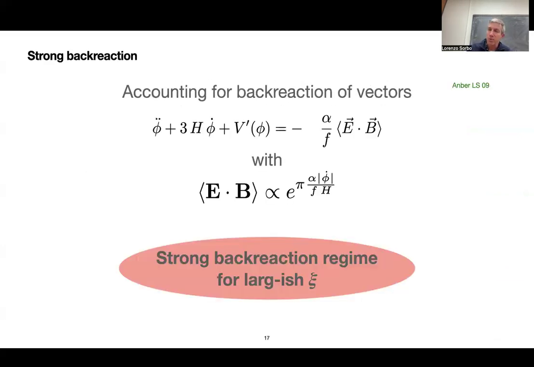Let's move on. Let's go back to inflation. The inflaton is now coupled to this gauge field, and so the gauge field can backreact on the inflaton. And actually, this strong backreaction regime will happen for large-ish, though not so large, values of this parameter ψ. This is why I said that ψ cannot be very large. When ψ is of order 5 or 10, usually this quantity here becomes very, very large.